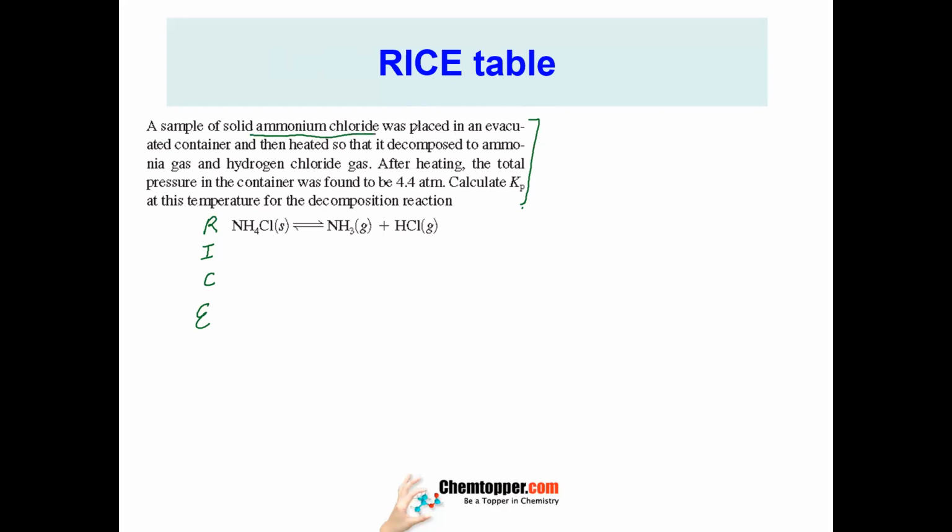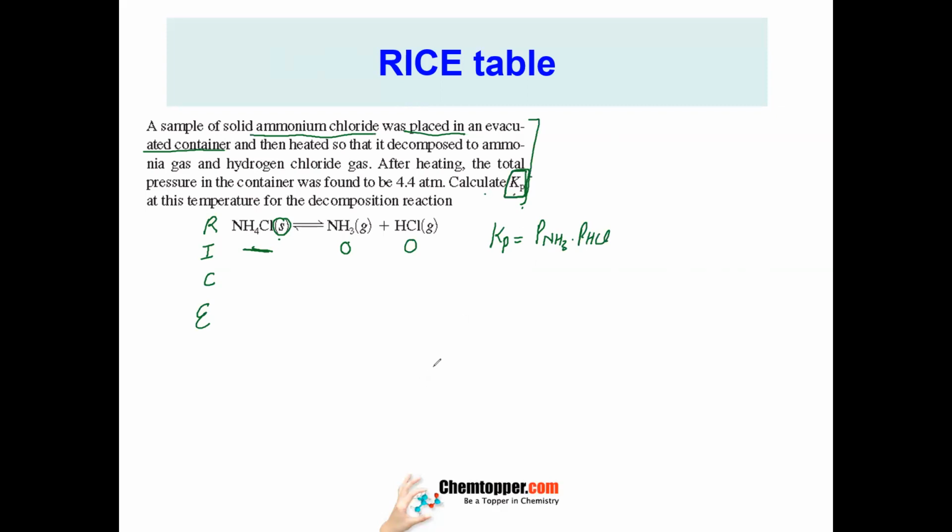Solid ammonium chloride was placed in an evacuated container. Evacuated means there is nothing in it. So it means ammonia is zero and hydrochloric acid is zero. You know it. Ammonium chloride, I'm going to put a dash because it's a solid. So why should I place a dash here? Because in my Kp expression, the solid is not a part. It is the pressure of ammonia times pressure of HCl. I'm working with Kp because they are asking me to work in Kp. They're asking this, calculate Kp.